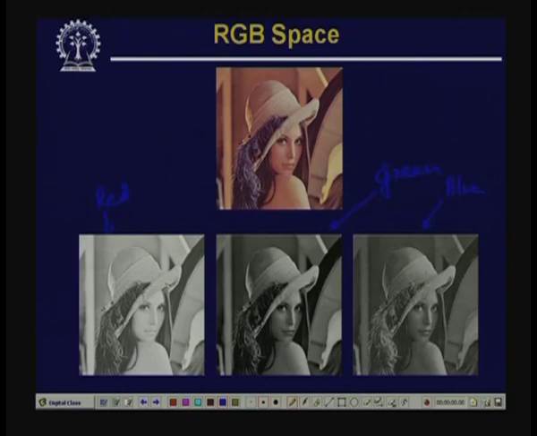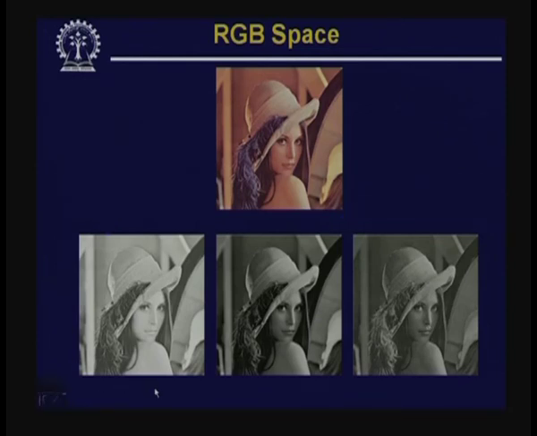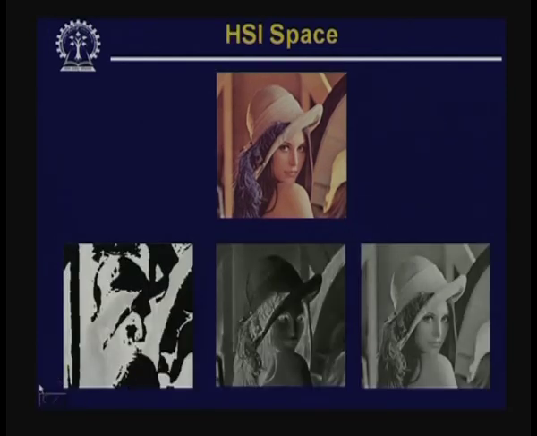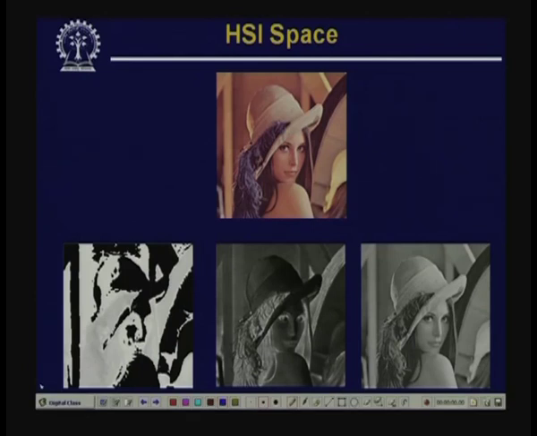So, this color image can have these three different color planes in the RGB model. Similarly, the same image can also be represented in HSI color space, where this leftmost image gives you the H component, this gives the saturation component and this gives the intensity component.